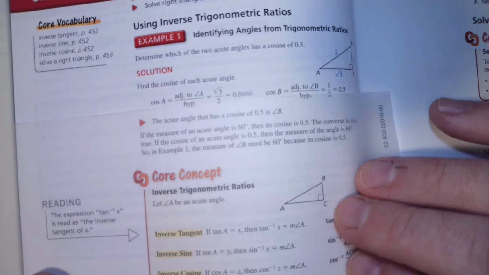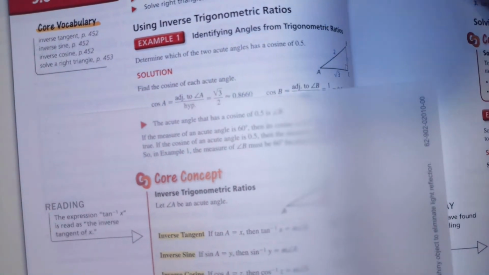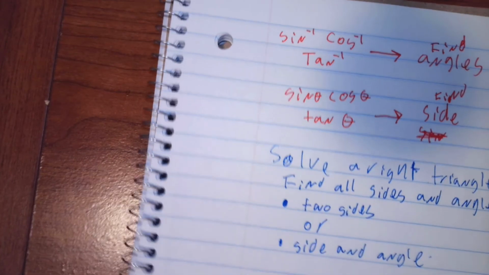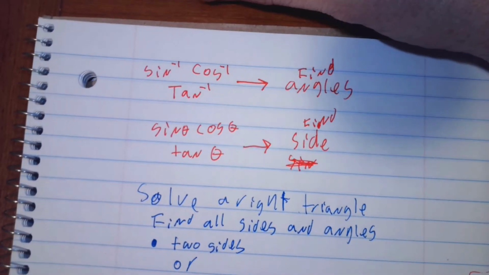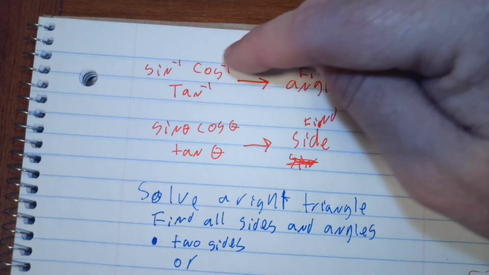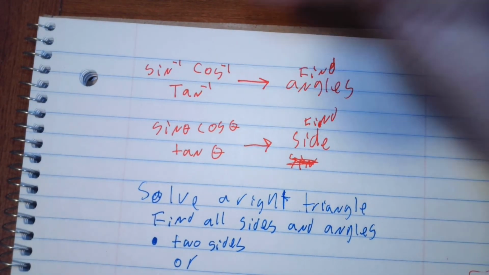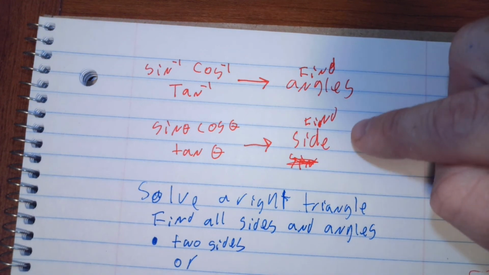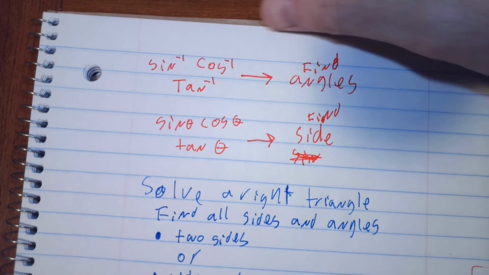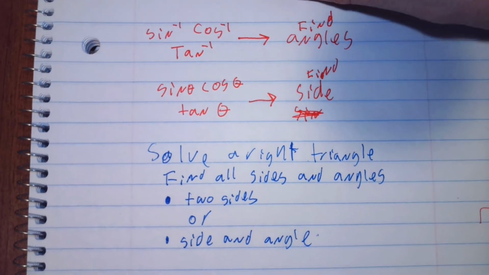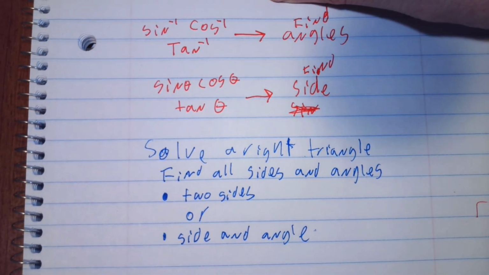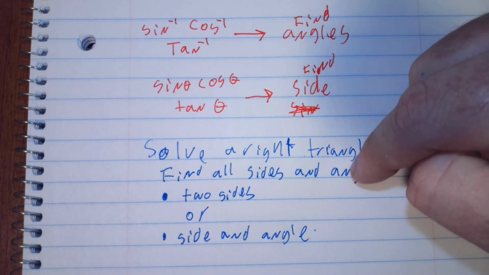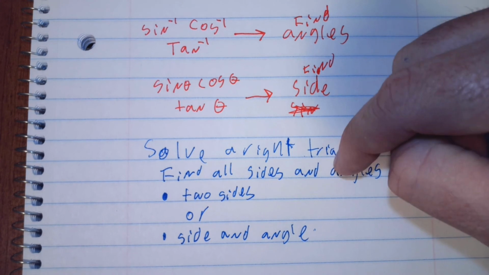So we're going to look at this right here. Just remember that your inverse sines, cosines, and tangents are how you find angles. Your sines, cosines, and tangents are how you find sides. Have that written down. When we solve right triangles, we're going to find all sides and angles, all three sides and all three angles.